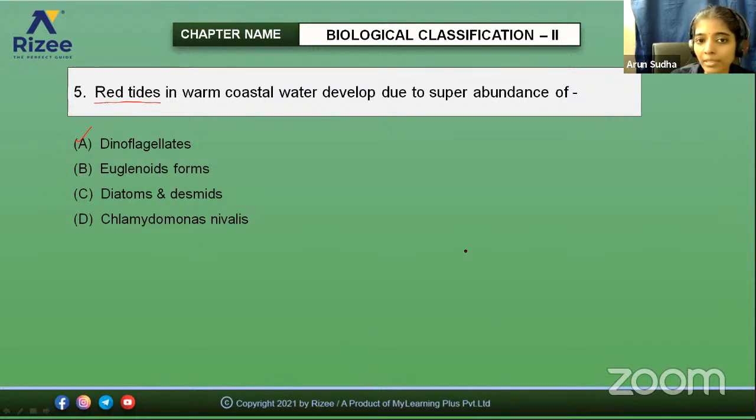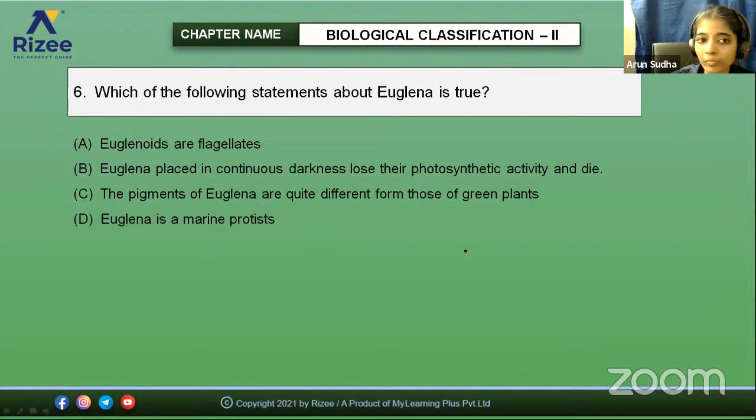The next question is: which of the following statements about Euglena is true? Euglenoids are flagellates. Euglena placed in continuous darkness lose their photosynthetic activity and die. The pigments of Euglena are quite different from those of green plants. Euglena is a marine protist. So which of the following statements about Euglena is true?